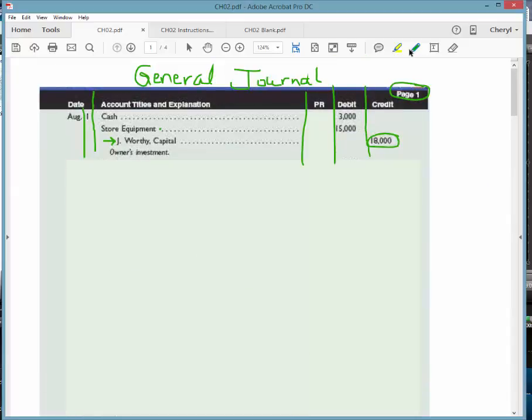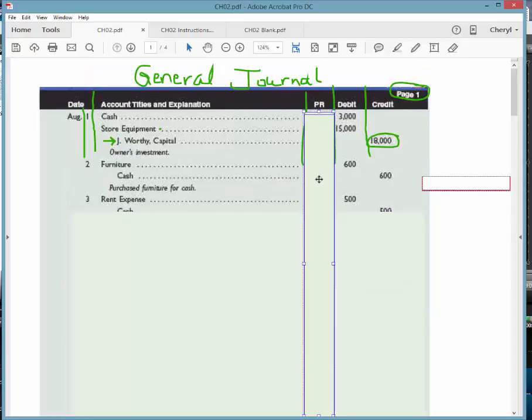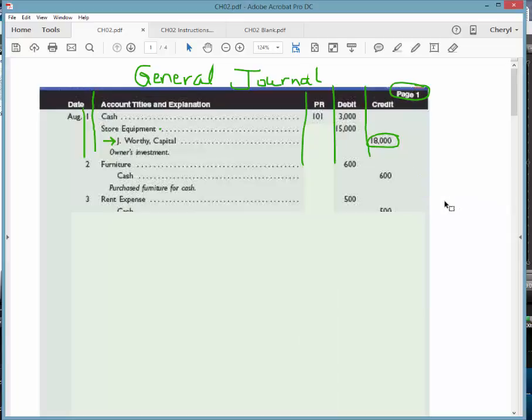We're going to take account number 101 and we're going to come back here. Pull that down a little bit. All right. So now we come back to the general journal and we post 101 in the post-referencing column. That lets us know we actually posted this cash amount of $3,000 to account number 101. And this is very helpful for us to find our errors.